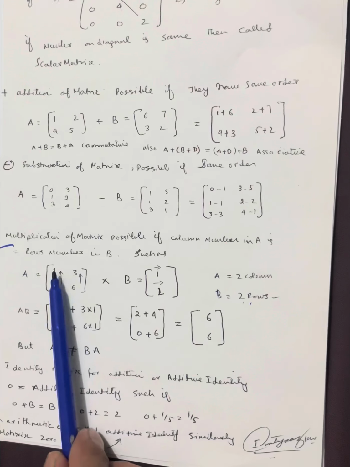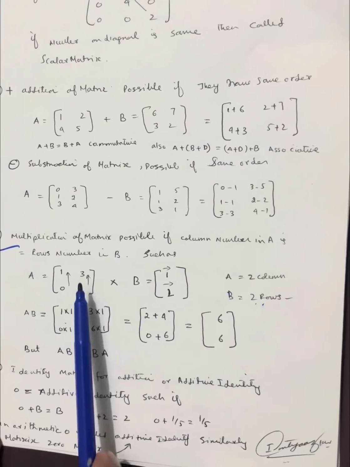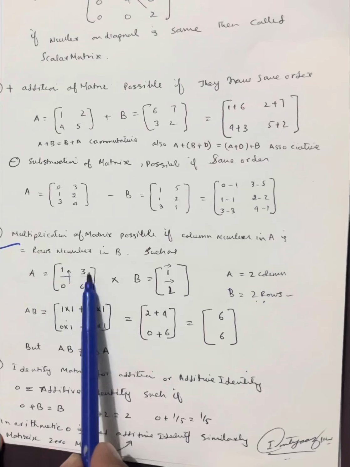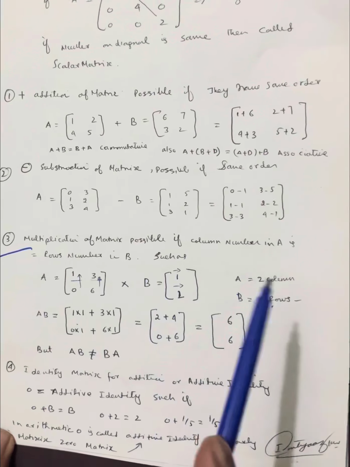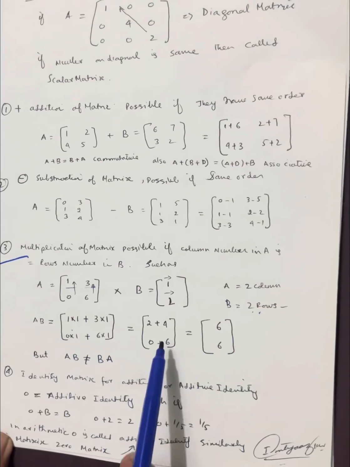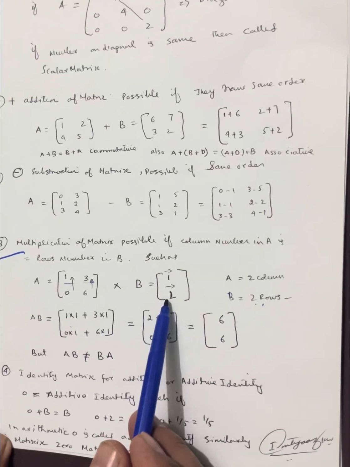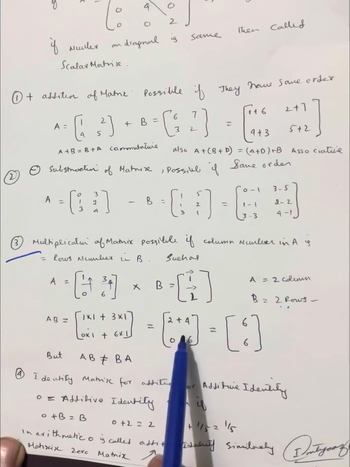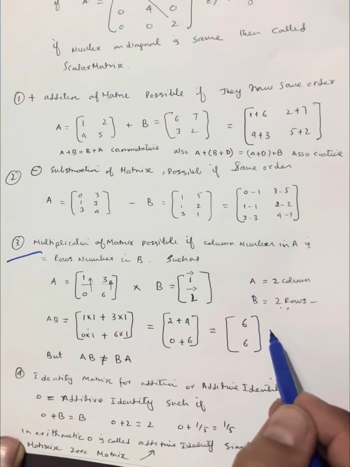So simply 1 by 1 and then plus 3 by 1. You have to multiply this row with the first column of this matrix. The second one is 0 multiplied by 1 plus 6 multiplied by 1. So 2 plus 4. So this is 6 by 6.